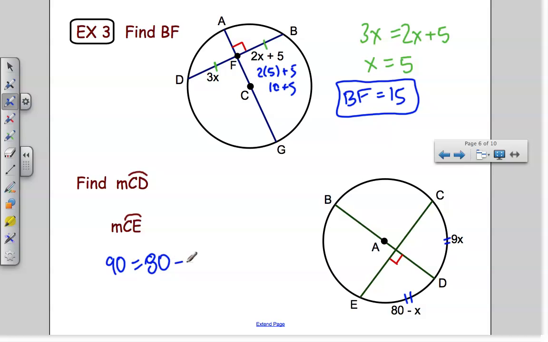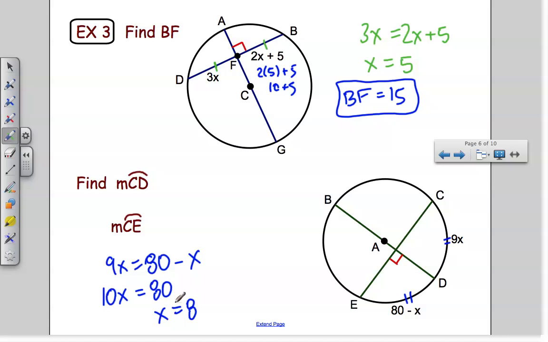I know those are congruent arcs, 9x, and 80 minus x are equal. And I have x on both sides. I'm going to add x, get it off of the right side. 9x plus another x is 10x. And divide by 10, and I find out that x equals 8.